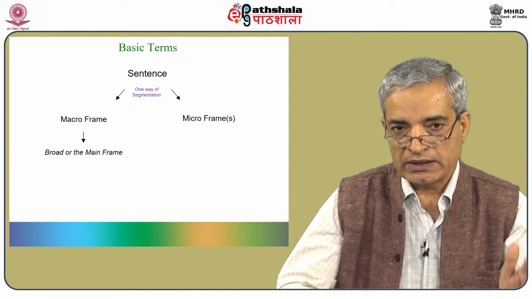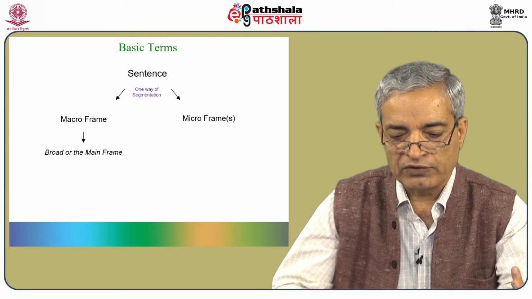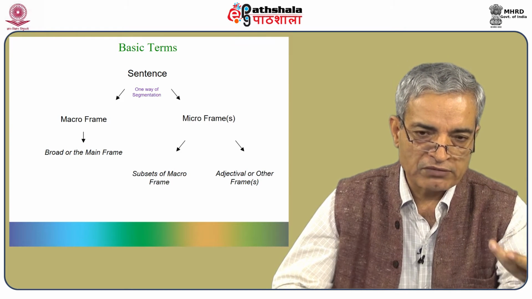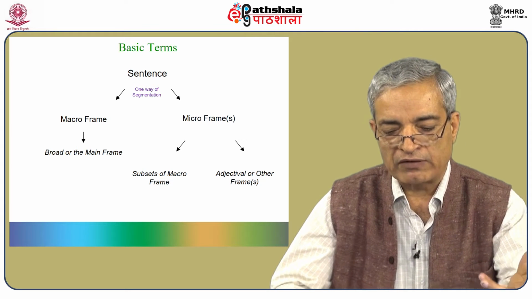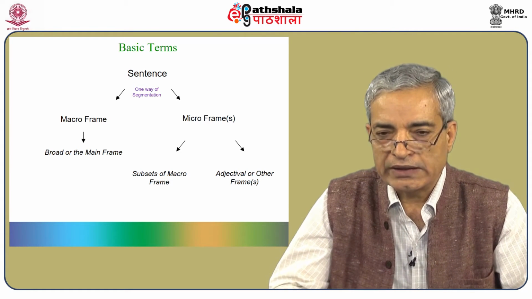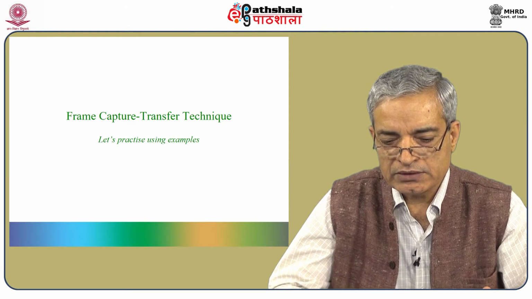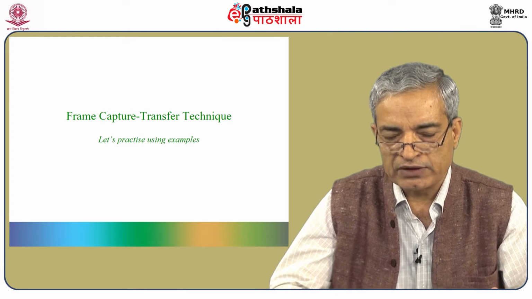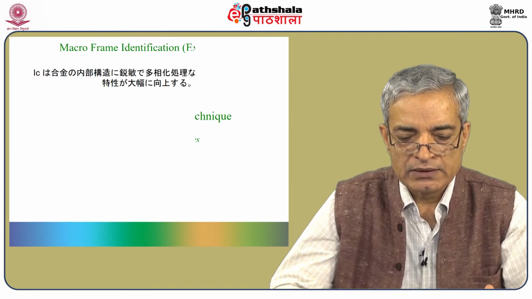Then, as I explained earlier also, the macro frame gives you the broad or main frame, whereas the micro frame covers various things, and one could be that it's a subset of the macro frame, an adjectival or independent frame also. This particular concept is actually simple, but you will understand it much better when you see some examples. So let's see some examples.